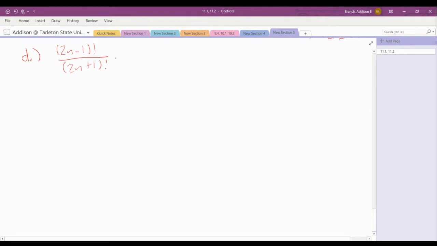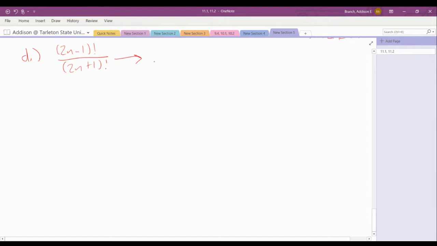All right, so there's not really much we can do with this just yet. If we try to take the limit, we can't really do it. So we're going to have to clean this up a little bit, and what we can do is use the power of factorials to do that.